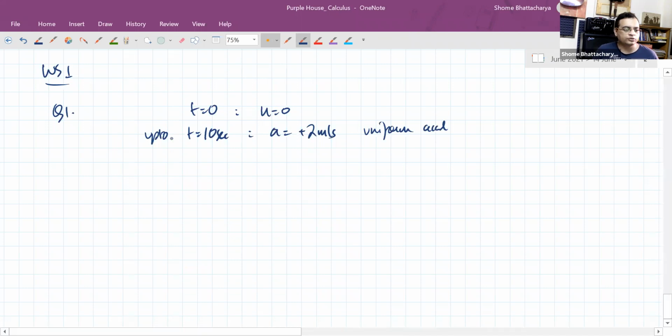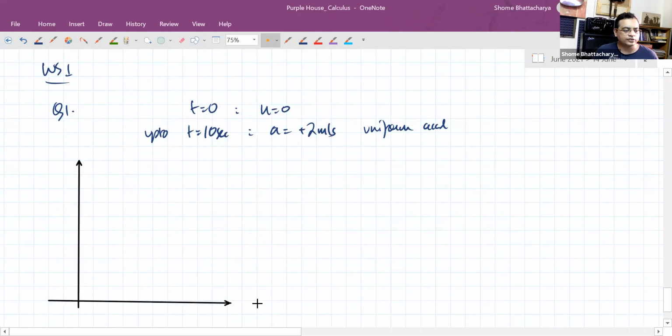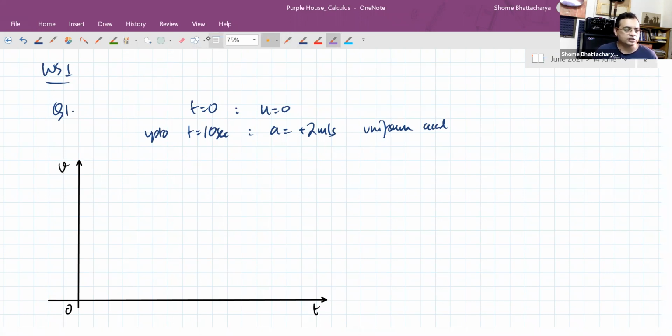Okay. So before we come to the second part, let's visualize this in terms of a graph. We can do it by formula also, but anytime we have a uniform acceleration, it becomes very easy to visualize the velocity time graph, because we know that the velocity time graph is a straight line. For the first 10 seconds, it will look like a straight line with a positive slope, because acceleration is positive, starting from 0 up to whatever velocity it reaches at the end of 10 seconds.